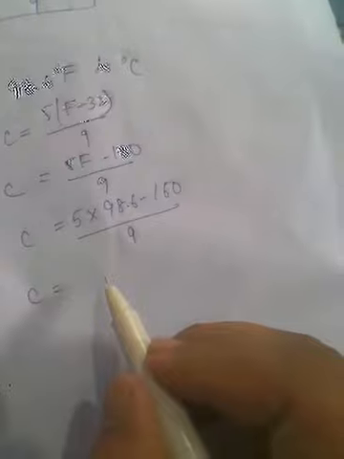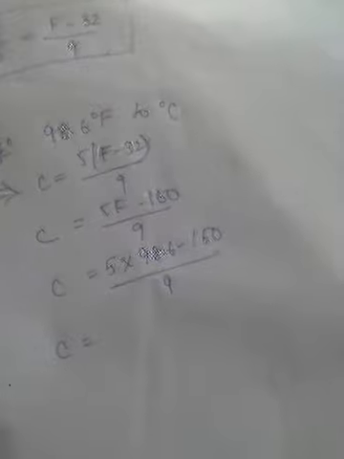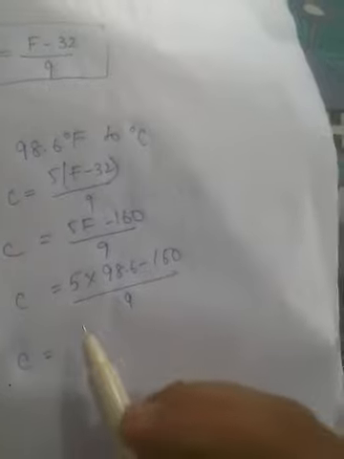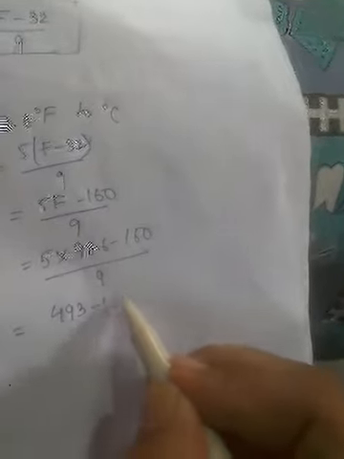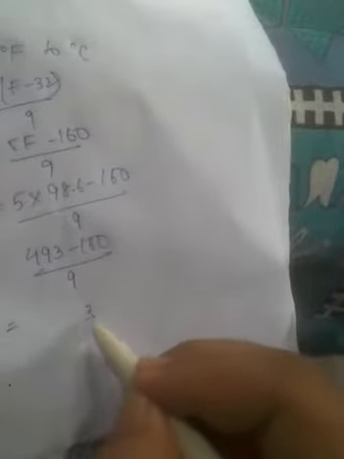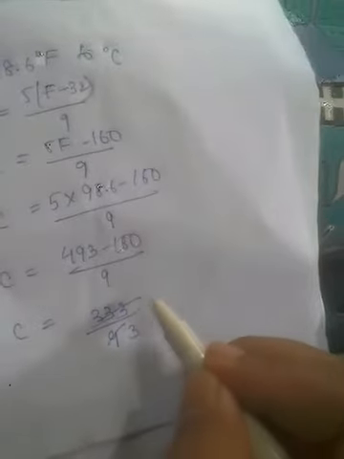So now if I calculate it, I want to make sure the children, while doing the calculation, make sure you do it very clean. There shouldn't be any mistakes out here, because in case of calculation, you should know the basic BODMAS rule. So if I calculate 5 into 98.6, the number I should get is 493 minus 160 divided by 9. Now if I subtract this, how much will I get? 3 divided by 9.